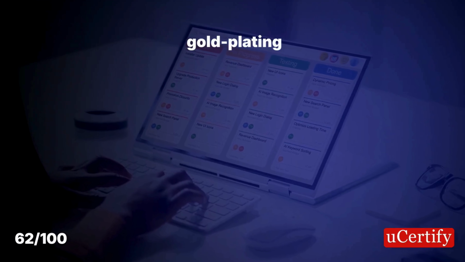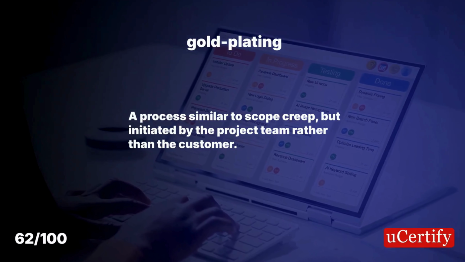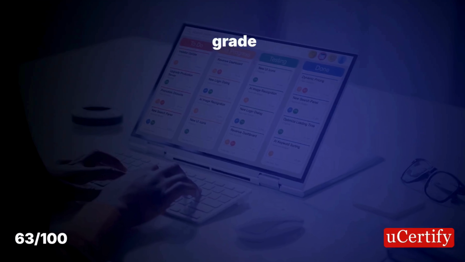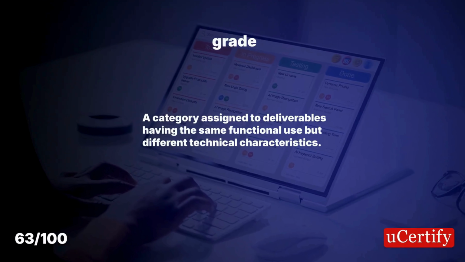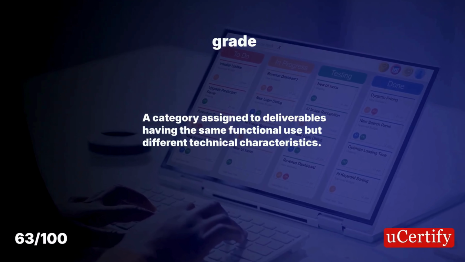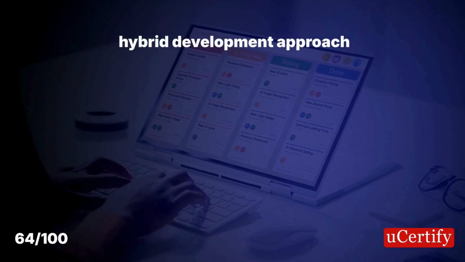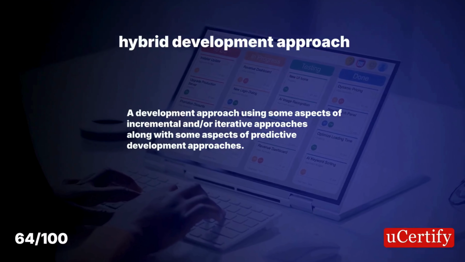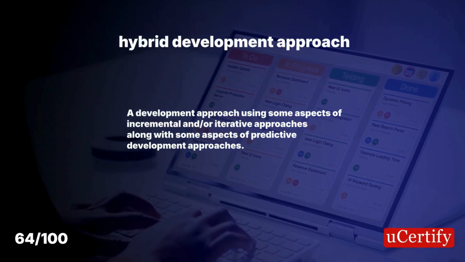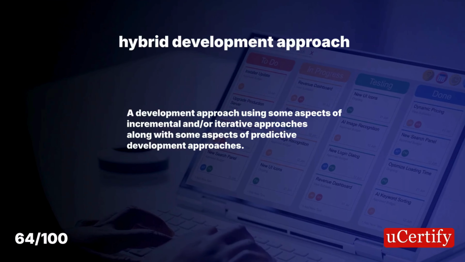Term: gold plating. Definition: a process similar to scope creep, but initiated by the project team rather than the customer. Term: grade. Definition: a category assigned to deliverables having the same functional use but different technical characteristics. Term: hybrid development approach. Definition: a development approach using some aspects of incremental and/or iterative approaches, along with some aspects of predictive development approaches.